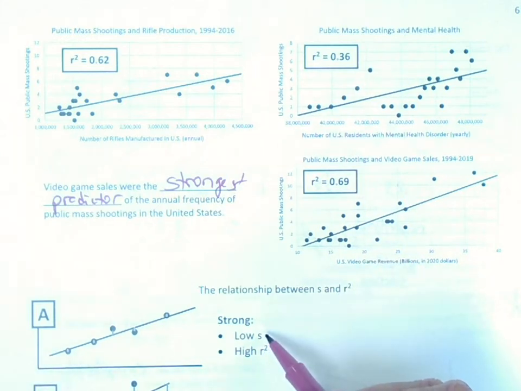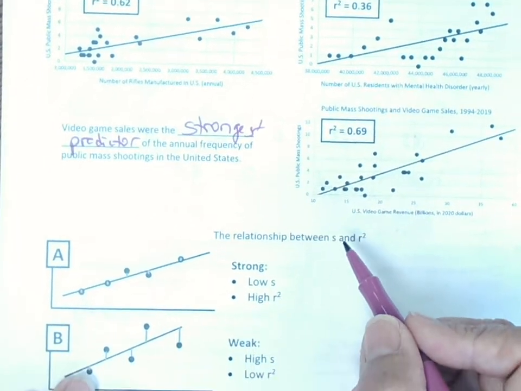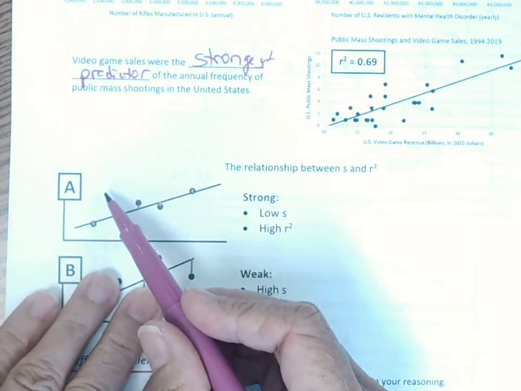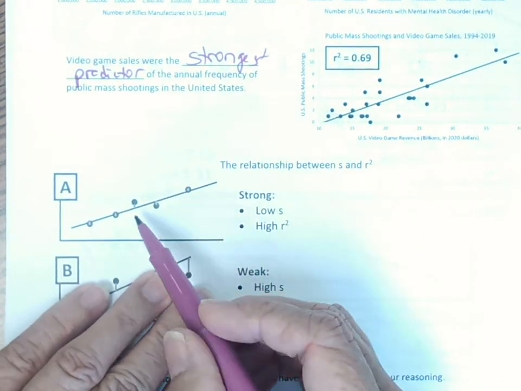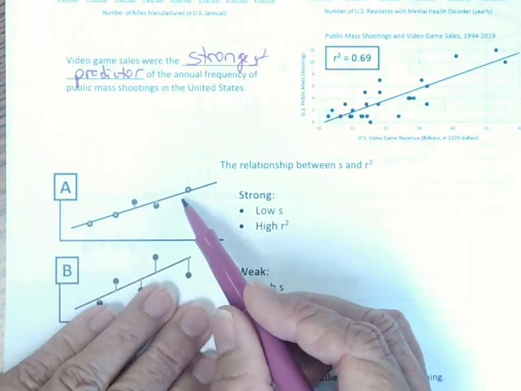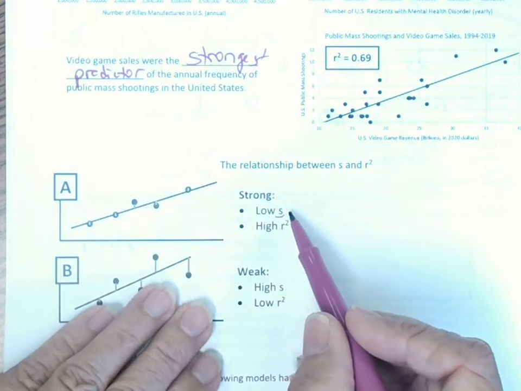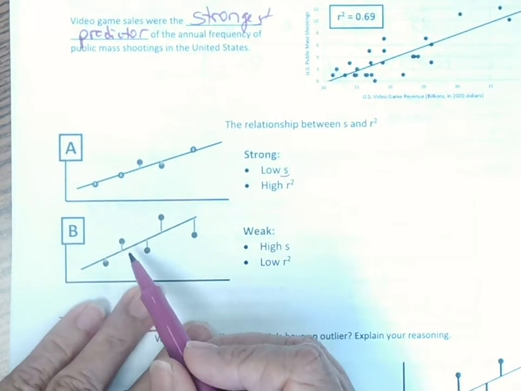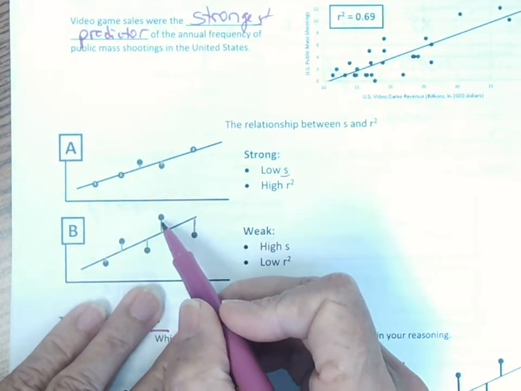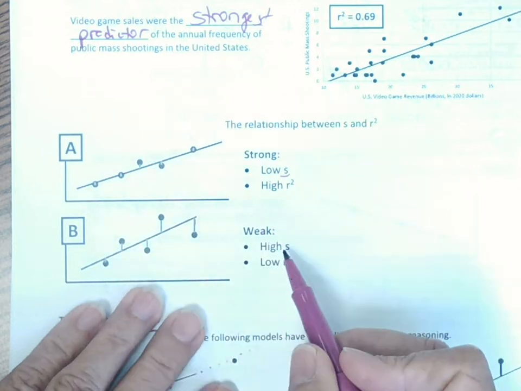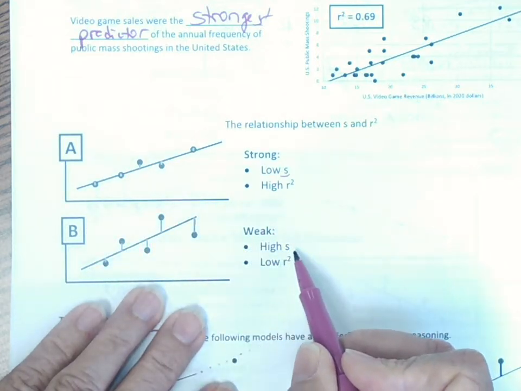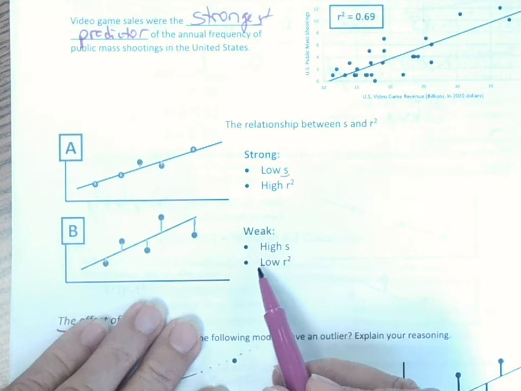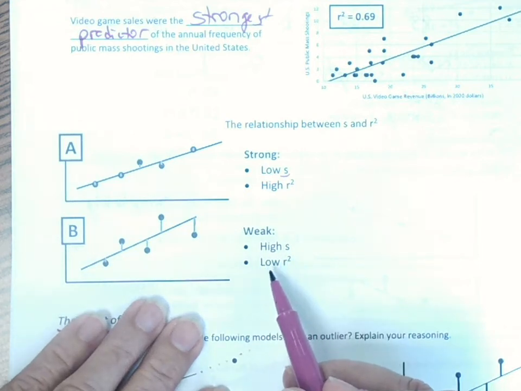Remember, S is the typical error in the residuals. R squared is related to our correlation. So if I look at this chart A, it's a fairly strong correlation. So that means I have a low S value, but a high R squared value. On this one, we have a larger typical residual value. So that means we have a higher S value, the typical error in the residuals, and a lower R squared value.